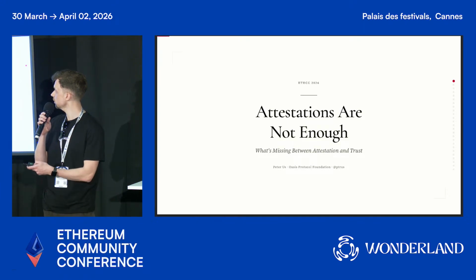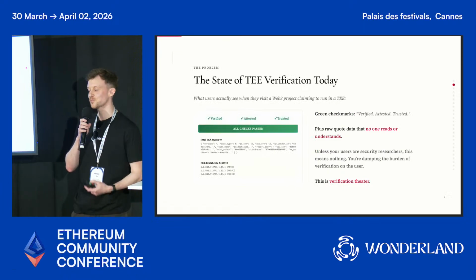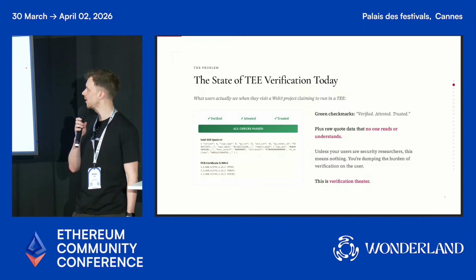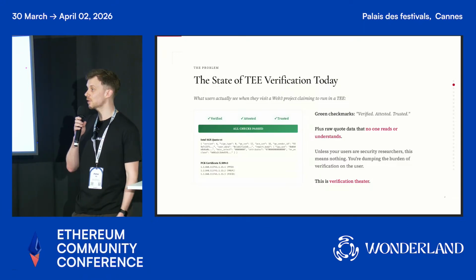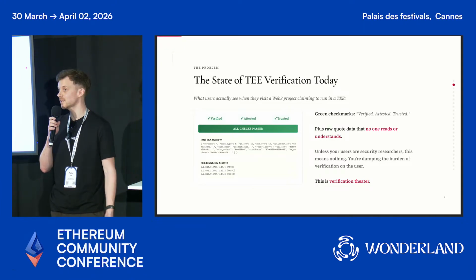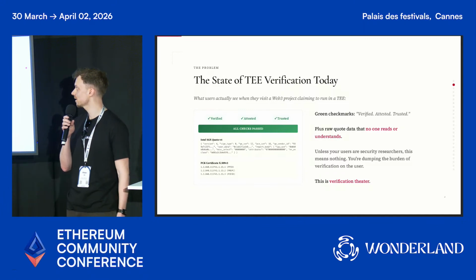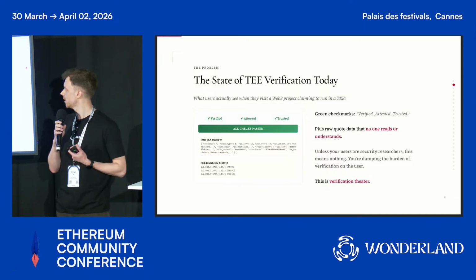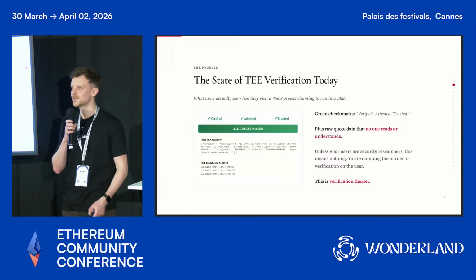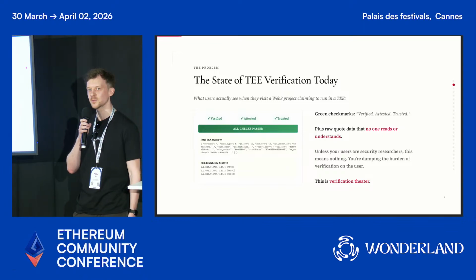So as a user, once you visit a project that's using TEEs nowadays as their security primitive, I usually see a bunch of green check marks that say something like verified, trusted, attested even, and then a bunch of raw data that nobody really actually understands or reads. And unless your users are security researchers, I think this is more of a security theater than bringing any actual security to apps using TEEs.